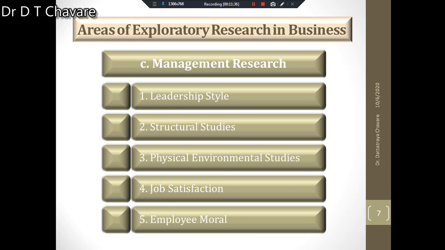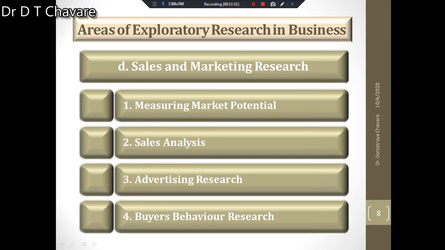Okay, in this way these five types of areas are there under management research. In those areas you can complete your research activity, and that activity is classified under the class of management research. Now, the fourth area of exploratory research is sales and marketing research. In that area also you will find measuring marketing potential.